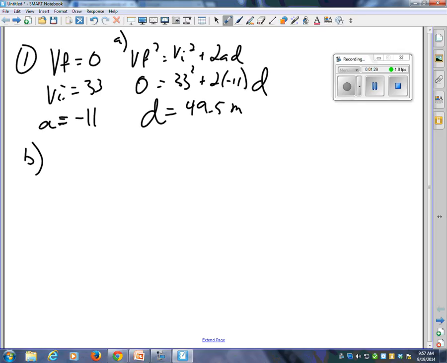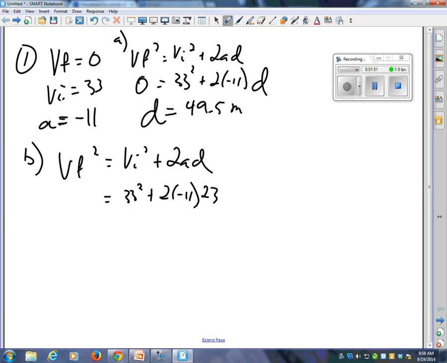What is the velocity of the truck when the truck has traveled 23 meters after beginning to slow down? So we're solving for final velocity. Vf squared equals Vi squared plus 2ad. So 33 squared plus 2 times minus 11, and now we know the distance is 23. So it's just solving for Vf. 24.1. Pretty straightforward.